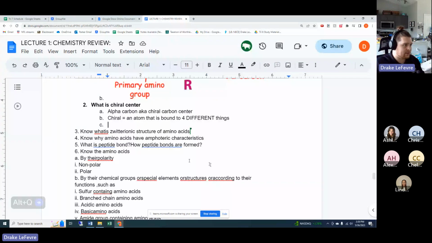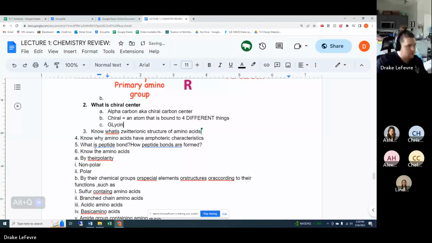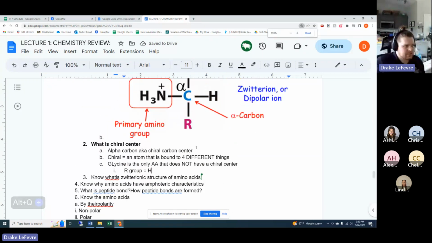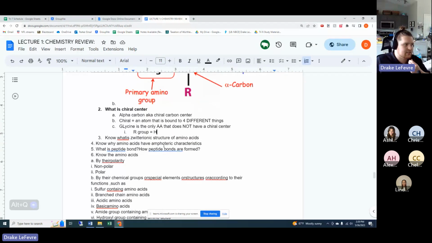There's one amino acid that does not have a chiral center. Is it glycine? It is glycine. Glycine, instead of having its R group, is just another hydrogen. So because it is bonded to just 2 hydrogens, it does not count as a chiral center because it's not bound to 4 different things.